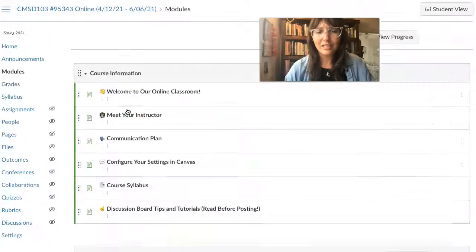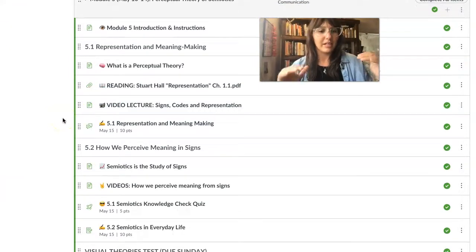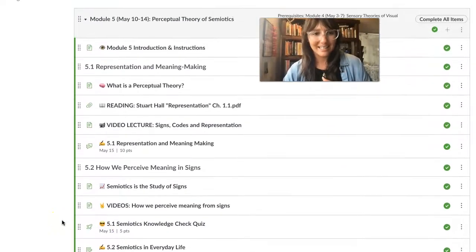So I'm going to dive right in, give you a little overview of Module 5 and show you exactly what you need to do this week in order to take your visual theories test and first get caught up on semiotics, which is the study of signs, and then you are going to take your visual theories test by Sunday at the end of this week.